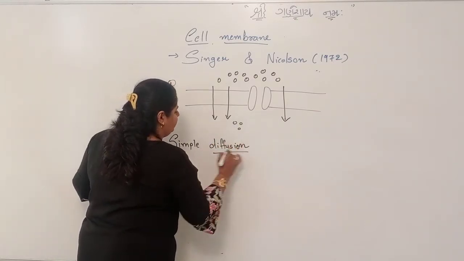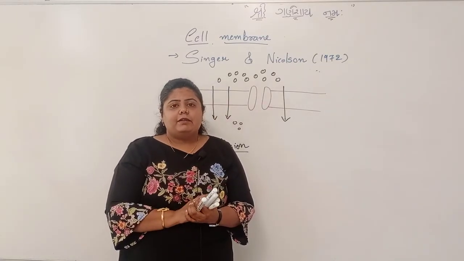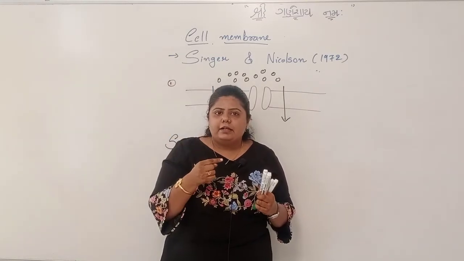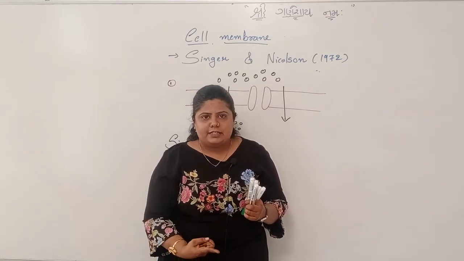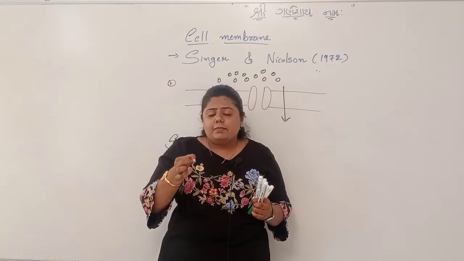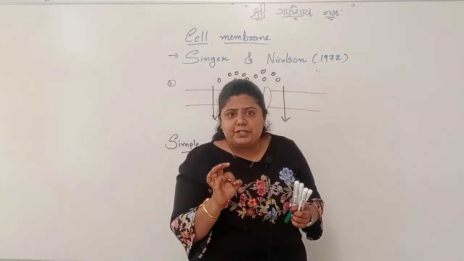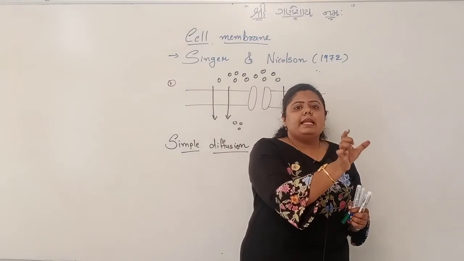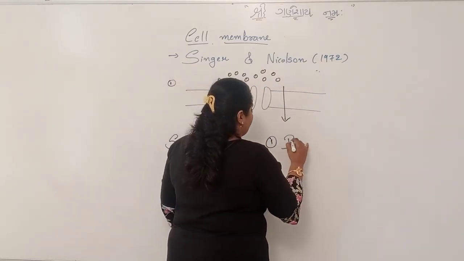Ready? Now another condition, osmosis. Beta, what is osmosis? Osmosis means movement of water from its higher concentration to lower concentration. But through a semi-permeable membrane. Now I am going to explain the difference between permeable membrane, semi-permeable and selectively permeable. Permeable membrane means a friendly membrane.